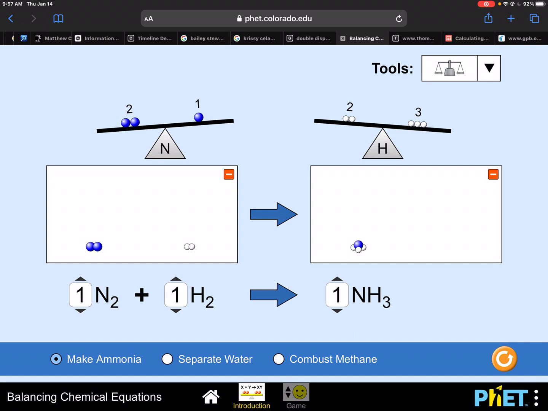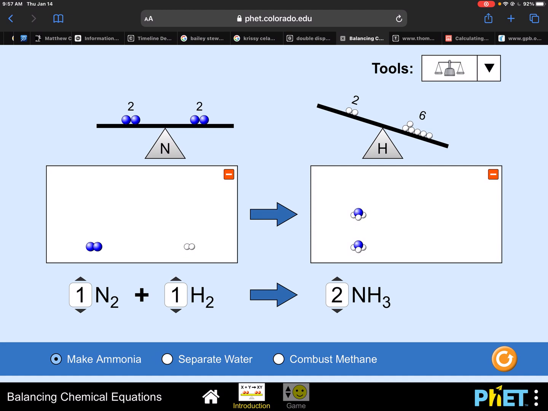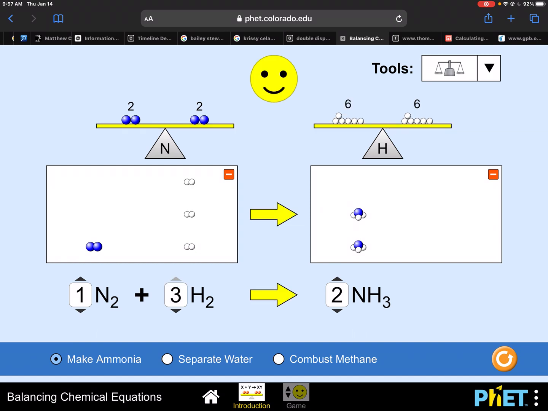Nitrogens, I only have 1 on the right. I got 2 on the left, so I'll need to add a whole another molecule of NH3 to balance it out. Remember, I can only change those coefficients there that tell me the number of molecules. Now I have 6 hydrogens. I would need to go back to the other side where I need 6. So I'd have to add 2 more, which balances this reaction.